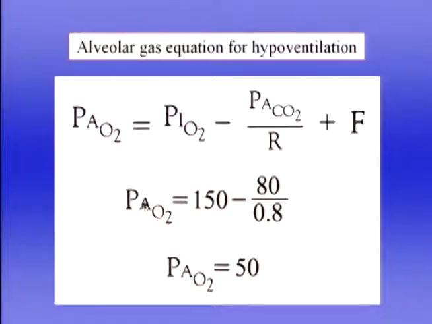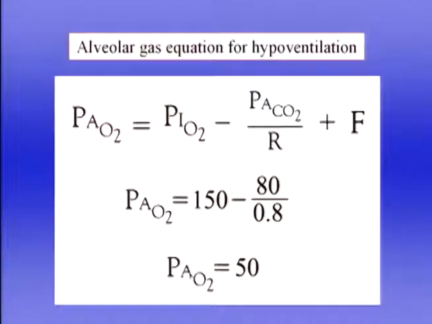Do we remember how to calculate the inspired PO2? It's very easy, of course. We take the barometric pressure, 760, subtract the water vapor pressure, 47, that gives us 713, multiply by 21%, and that gives us 150. So I'm presuming that you recall those fundamental pieces of respiratory physiology. So here we've got an equation where the alveolar PO2 is equal to 150 minus 80 over 0.8, which is 100, gives us an alveolar PO2 of 50.